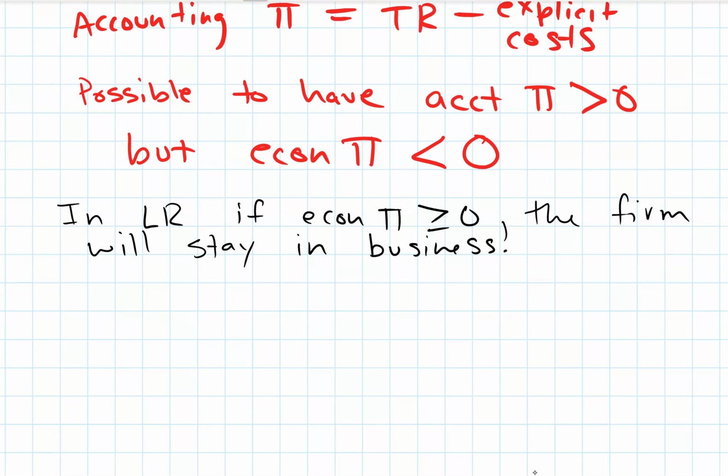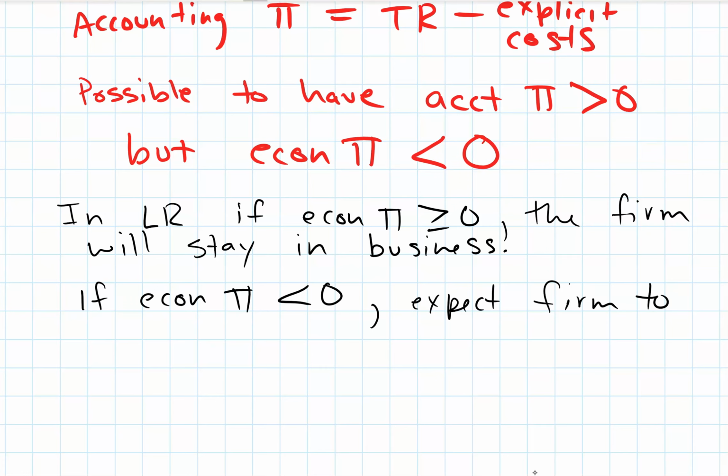If you quit your position running the company and instead found a job with somebody else, your return would be the same. That's what 0 means. And greater than 0 is great. It means you're doing better than you could do anywhere else. In the long run, if our econ profit is less than 0, expect the firm to exit. So eventually they will quit the business.